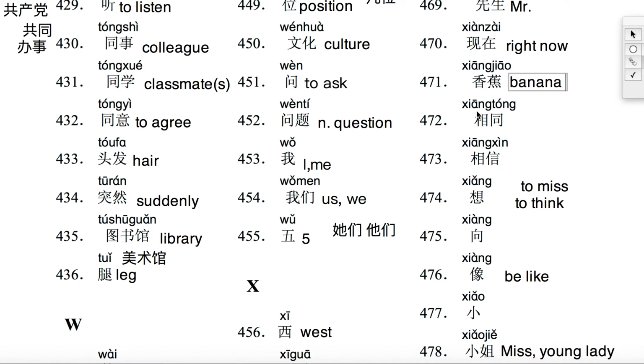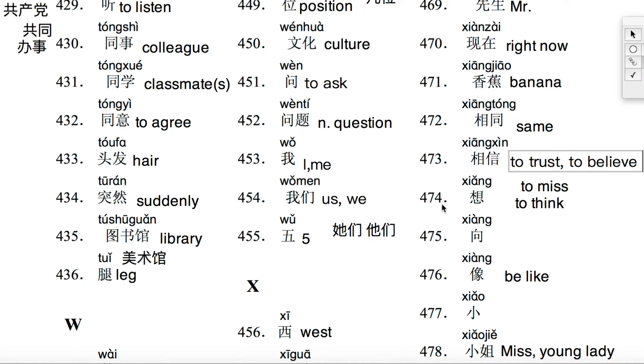472, 相同. 相同 means same. 473, 相信. 相信 is to trust, to trust somebody or to believe something is true. Okay? 相信.